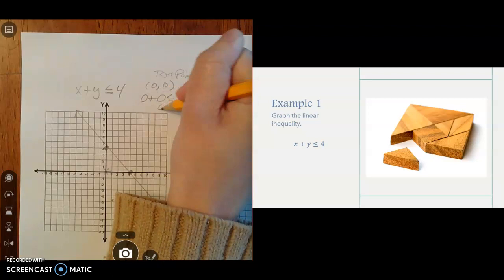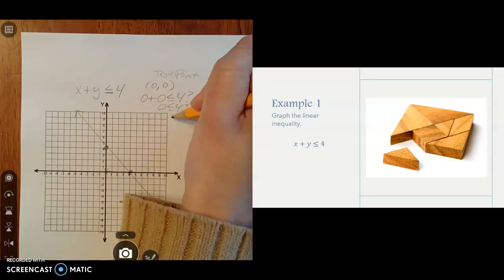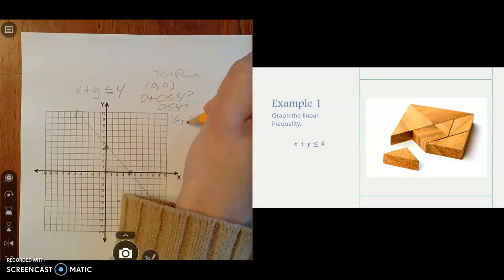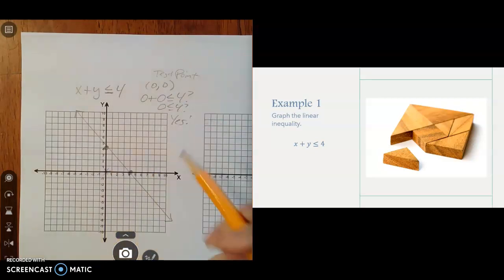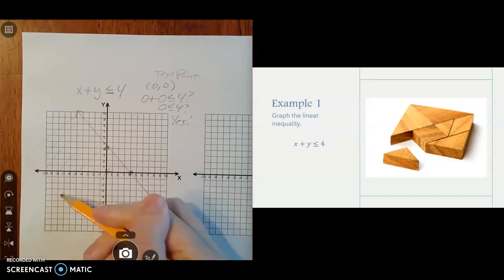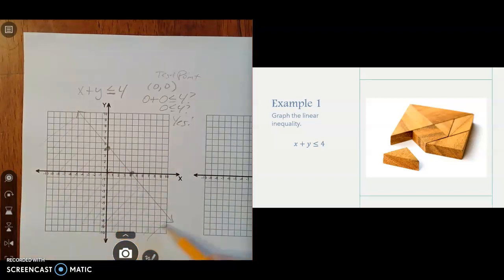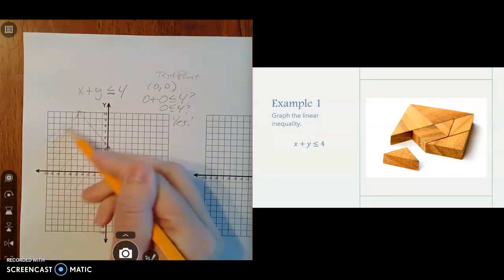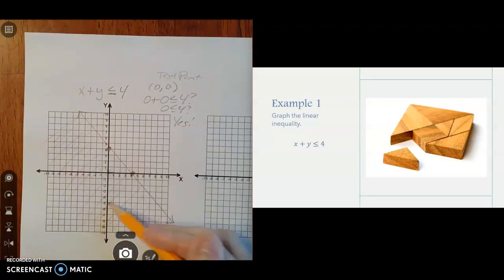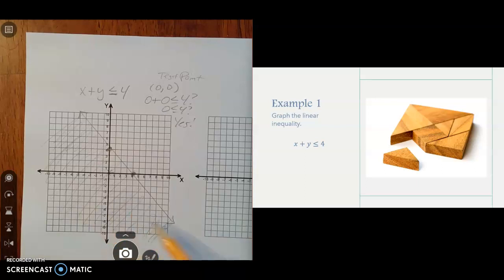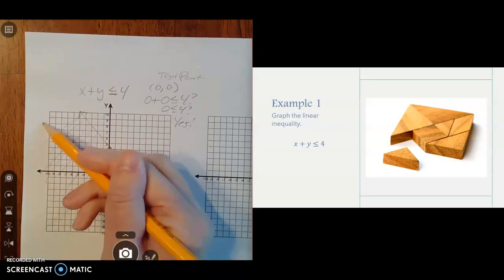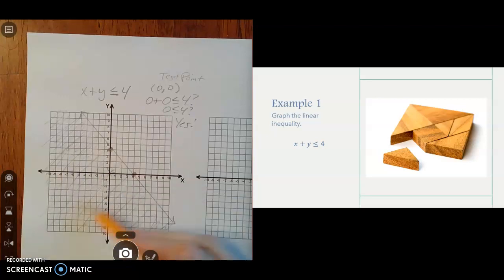Well, is 0 less than or equal to 4? Yes, it is. That's a true statement. So, since it's a yes, since that's true, we're going to shade on the side that includes that test point. So we're going to shade this way. Okay? And, for those of you who enjoy coloring, you can certainly get out your colored pencils and make it look super pretty. But this whole area down here is your solution, all of this shaded spot. Okay? Let's do another one.